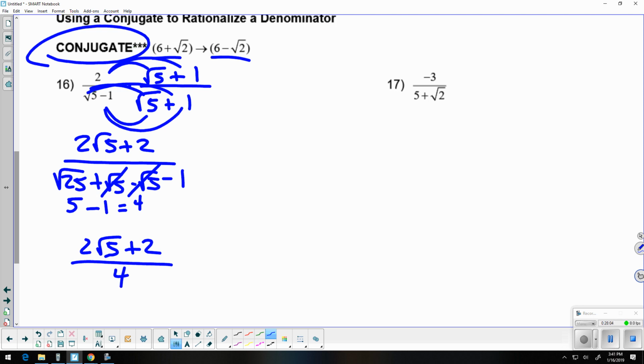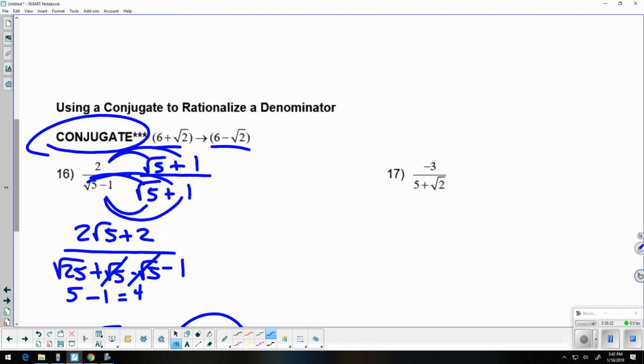Technically that is my solution, but you can reduce this. So this 2 out front, the 2 and the 4, I can divide everything down by 2 to make this the square root of 5 plus 1 all over 2. There's my final answer. Okay, same thing for number 17.